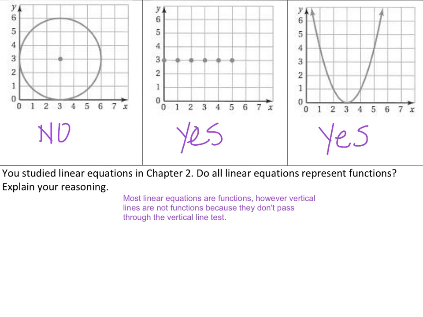All right, so here are the answers that I have. The circle is a no, and then the next 2 graphs are yes. They completely pass the vertical line test. Now, when we're talking about linear equations, do they represent functions? The answer is most of them do. Most of them are functions. However, the vertical lines that we've graphed in the past are not functions because they don't pass that vertical line test.